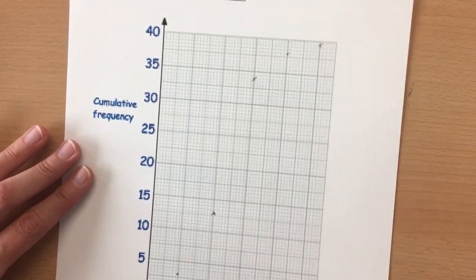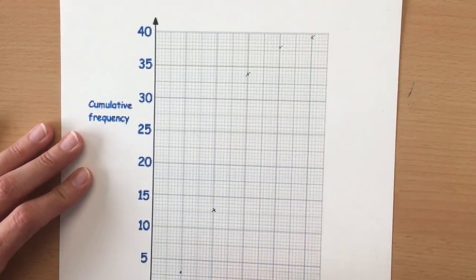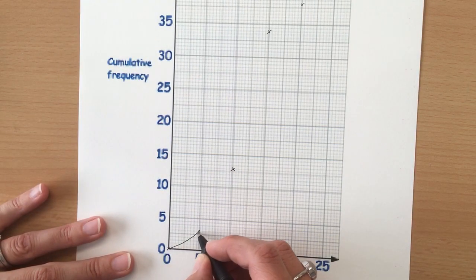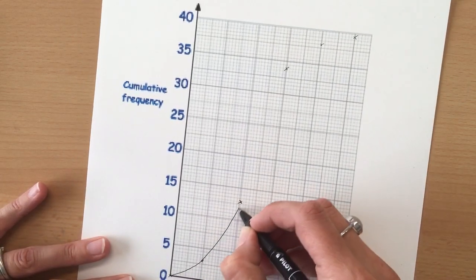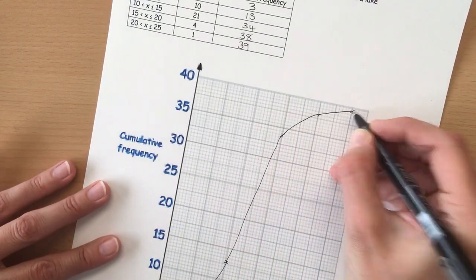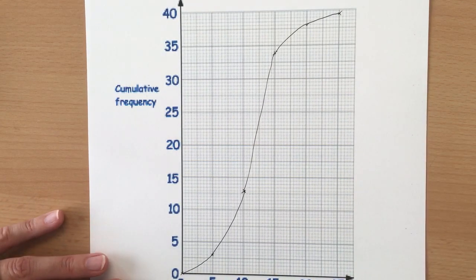Now, we don't join these with straight lines, we have to put a smooth curve through them. So starting from the first point, we're going to put a smooth curve through the points. And that is our cumulative frequency graph.